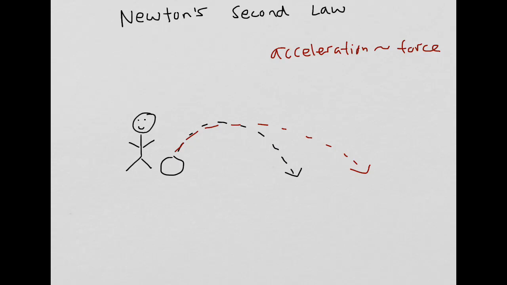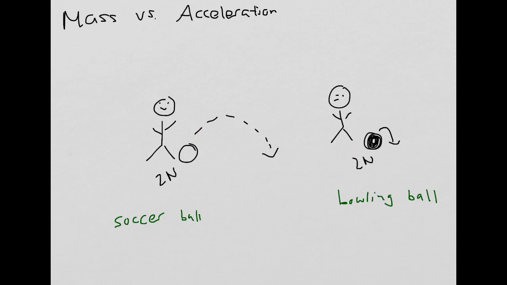Okay, so let's consider another scenario. Let's say that I have a soccer ball and a bowling ball. And let's say that in both cases, I kick the ball with 2 newtons of force. So the force is constant. Now, intuitively, you would say that the soccer ball would move faster and further than the bowling ball. In fact, the bowling ball might not move at all. It might hurt my foot by trying to kick it. Okay, so what happens there?